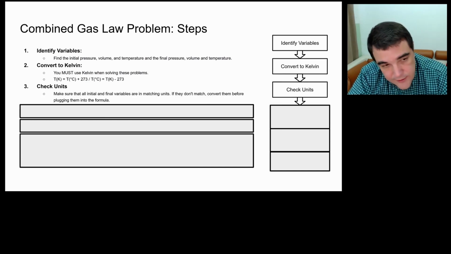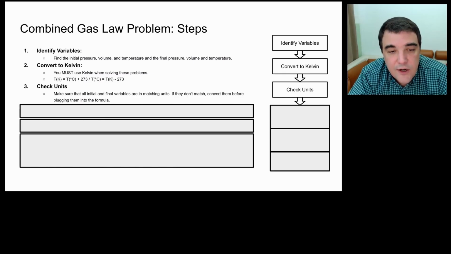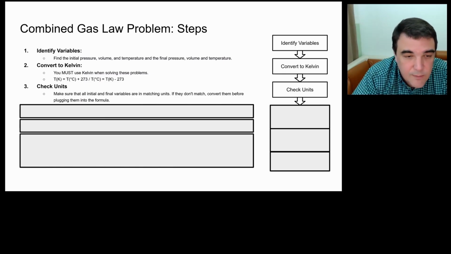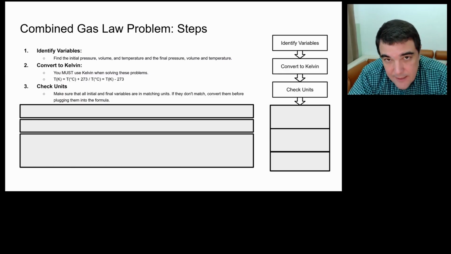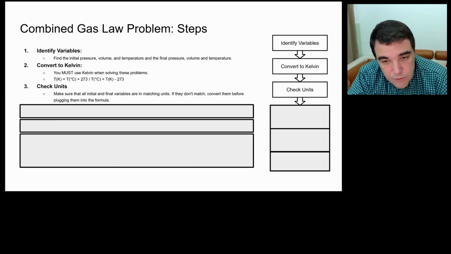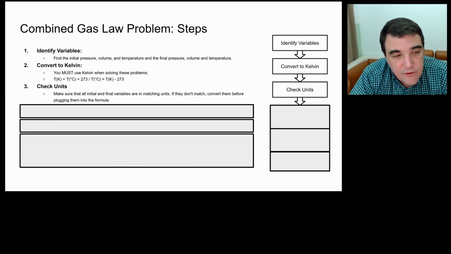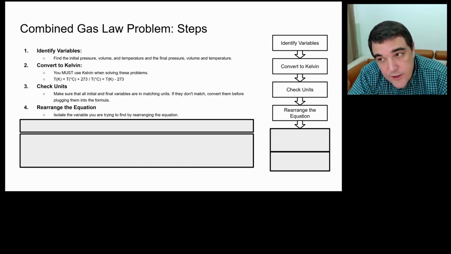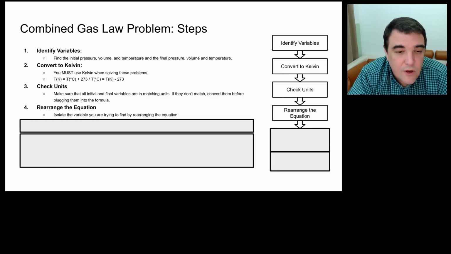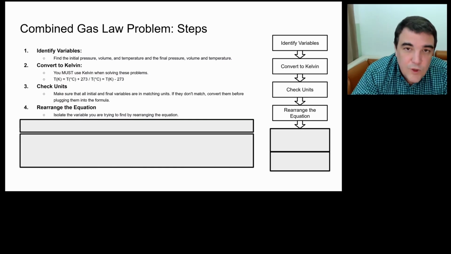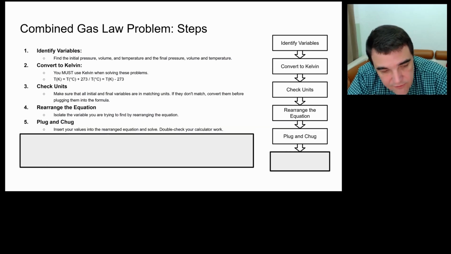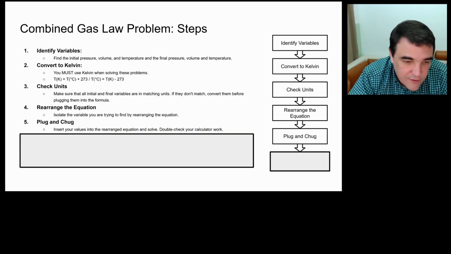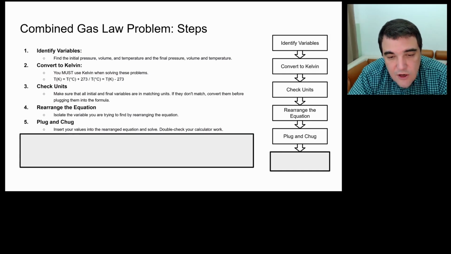Then check units. Make sure that all the initial and final variables are in matching units. If you have volume in liters for the initial volume, the final volume should be the same. If they're not, you need to convert them before plugging them into the formula. Rearrange the equation. I'll show you how to do that. But if you're looking for V2, for example, or T1, you'll have to rearrange the equation so that you're solving for that variable. And then five, plug and chug. Insert your values into the rearranged equation and solve.